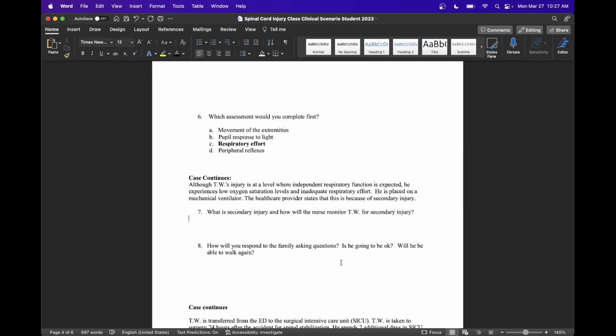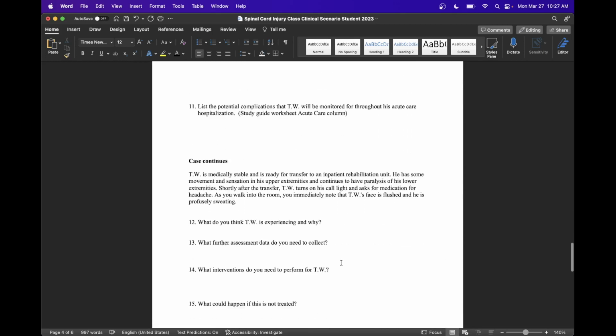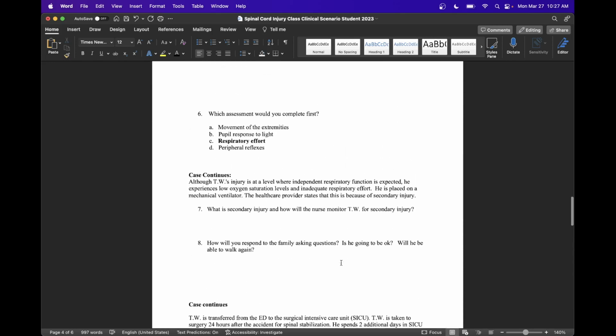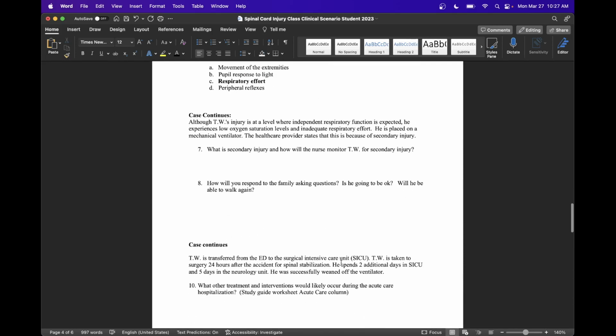Although his injury is at a level where independent respiratory function is expected, he starts having low O2 sats and inadequate respiratory effort. He's placed on the ventilator. The provider says it's because of secondary injury. I guess we already answered this question. What is secondary injury? How will you monitor? So we know what secondary injury is, right?